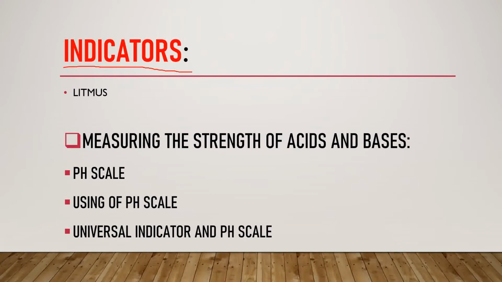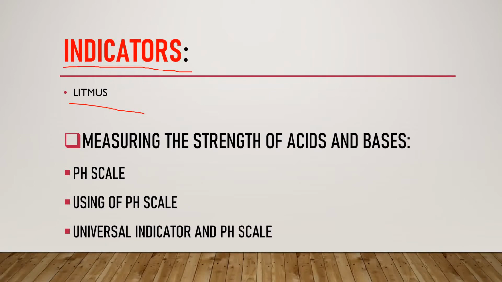Now, let's move to litmus. The most popular and universally used indicator is litmus. It can be used either as a solution or as strips of litmus paper. There are two types of litmus paper, red and blue. When litmus paper comes in contact with acids or bases, it changes its color.